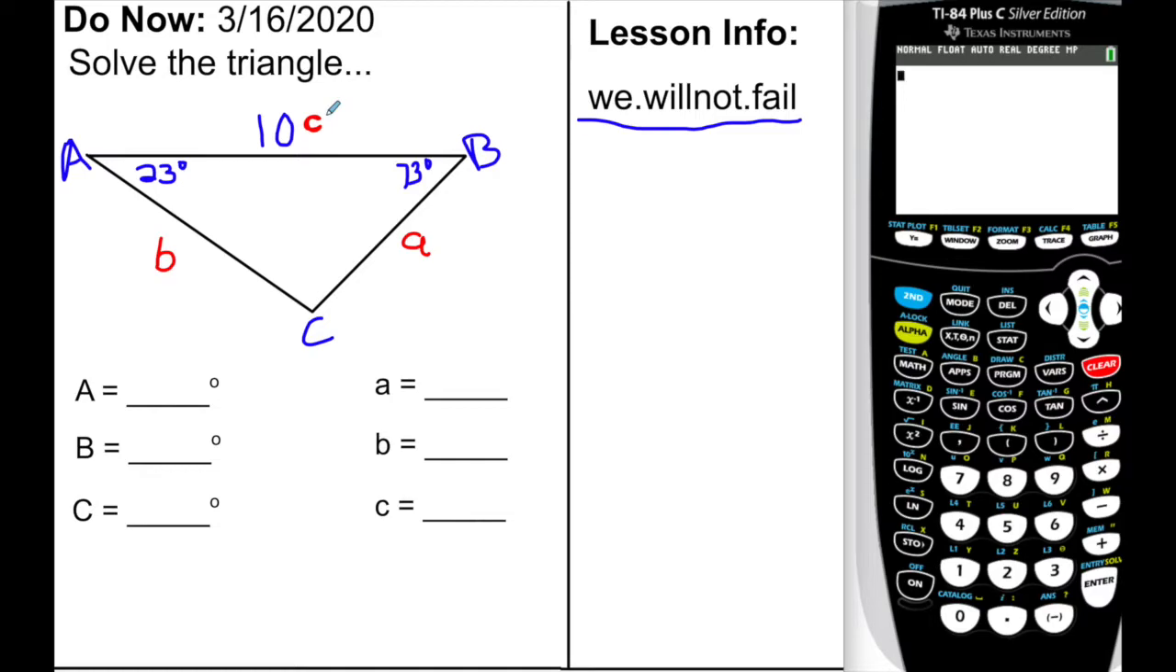Sine, cosine, and tangent by themselves will not give you any information, so we need to use one of our laws. What I want you to do is take a moment, pause the video, and then when you have the answer, unpause, and we'll see if your answer was correct.